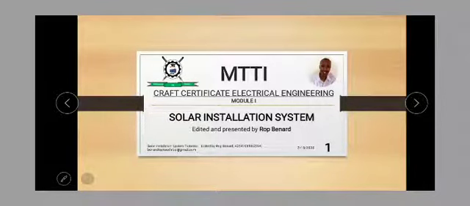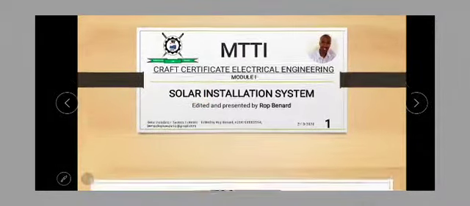Let us look at the term solar energy. What is solar energy? The term solar energy refers to radiant heat and light from the sun. This energy travels over 93 million miles from the sun to the Earth's surface. So we've known the term solar.